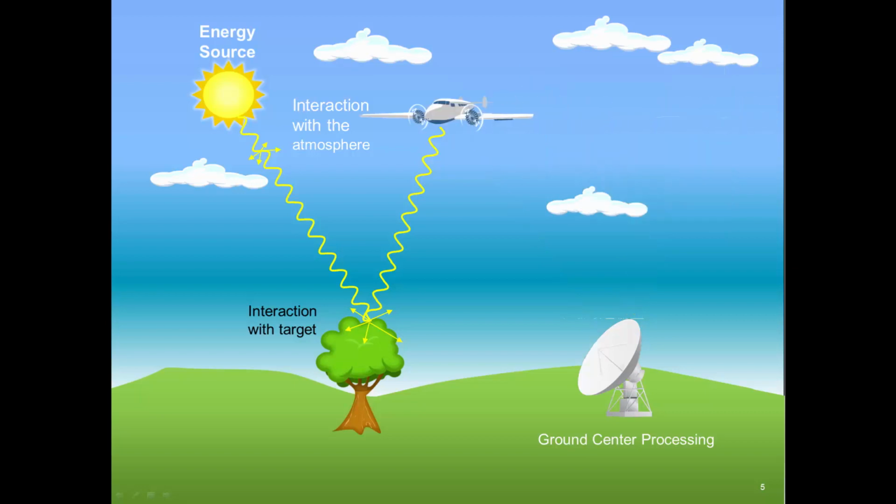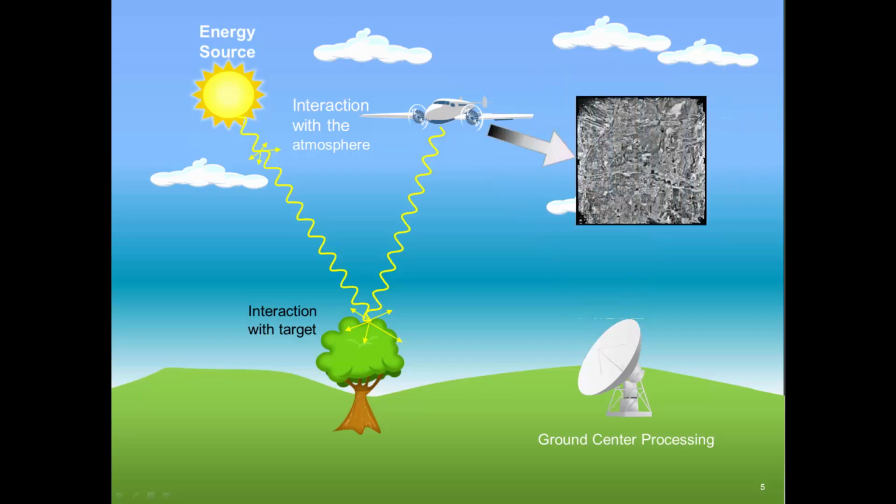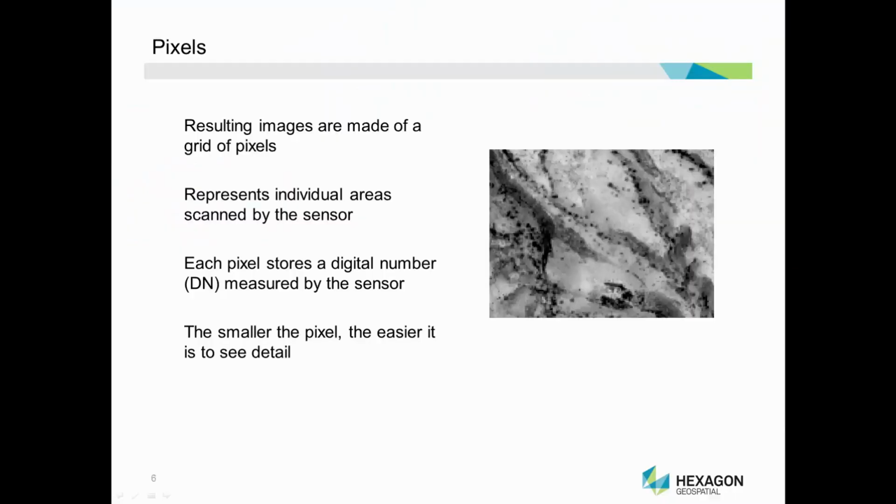When working with an airborne sensor, the same process takes place. However, the information is sometimes collected on film and scanned into a digital format. The result is an image made of pixels. Each pixel represents an individual area scanned by the sensor and is the smallest piece of an image that contains unique information. The smaller the pixel, the easier it is to see detail. Each pixel stores a single digital number, which is displayed in a viewer as brightness. Small digital numbers result in dark pixels. Larger values result in bright pixels.